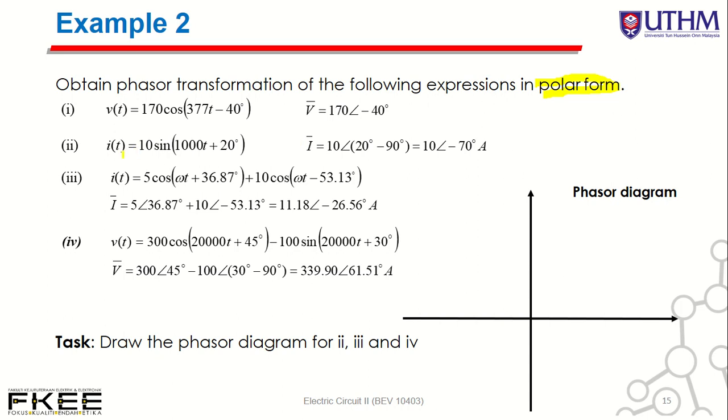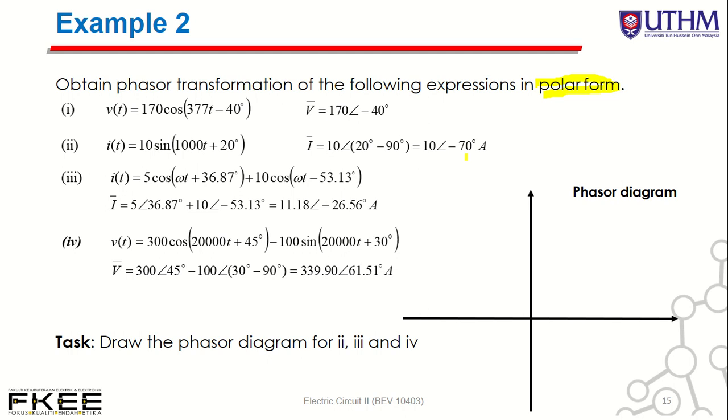Okay, number 2. i(t) equals 10 sin(omega t plus 20 degrees). How to convert to polar form? Make sure you convert to the cos function. So you need to minus 90 degrees. So your I equals magnitude 10 angle 20 minus 90 degrees. So this is the polar form: 10 angle negative 70 ampere. Okay, clear.